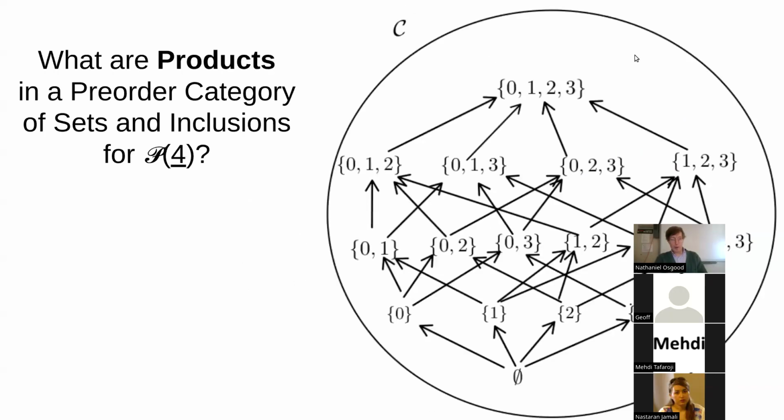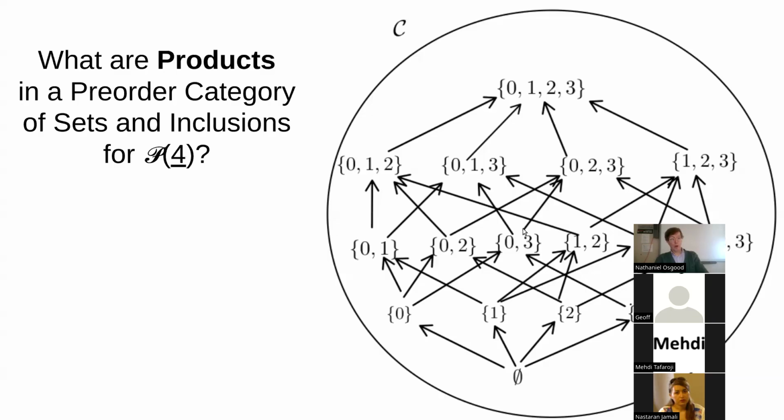Okay. What were products in this? Do you remember? Intersection. Remember that? What are co-products here? Union. Here it's not disjoint actually because it's a pre-order category. For sets it'd be disjoint union, for the category Set of sets and functions. Here it's just a pre-order category.